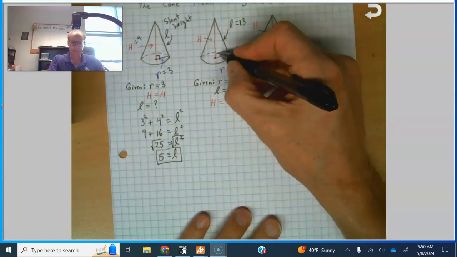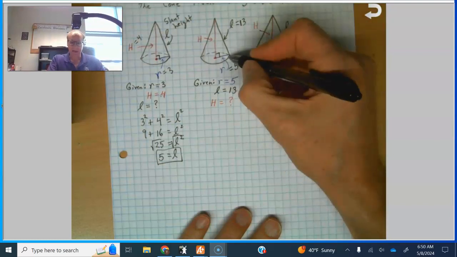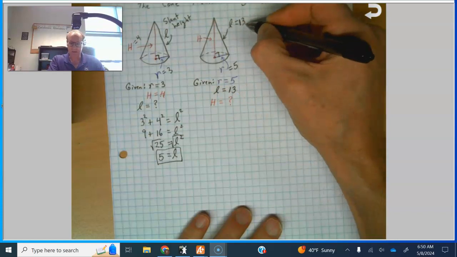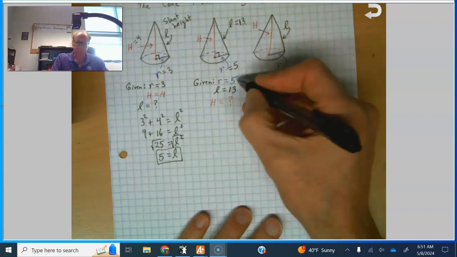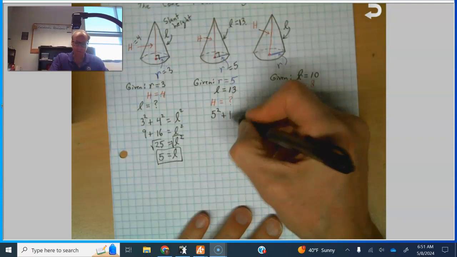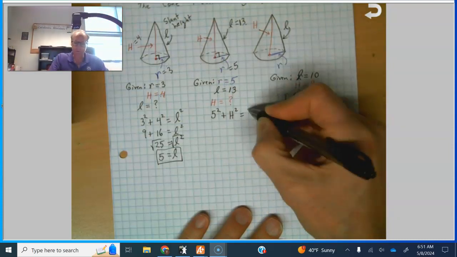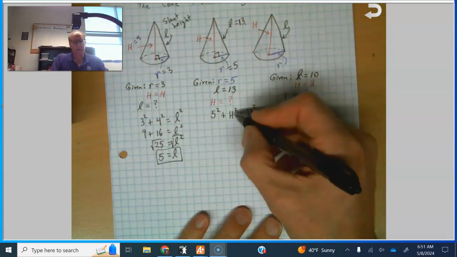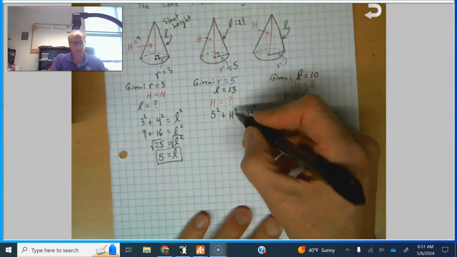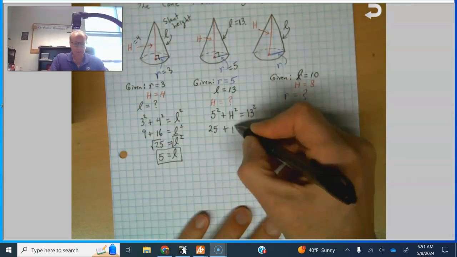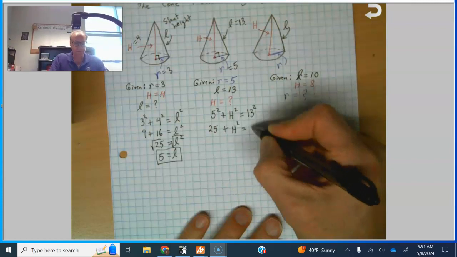Now, in this particular case, you have to be careful. My legs are 5 and h, and I know the slant height, which is the hypotenuse. So I'm going to write it like this: 5 squared plus h squared is equal to 13 squared. You should know what this is because this is a special right triangle, but I'm going to go ahead and work it out. 5 squared is 25 plus h squared is equal to 169.